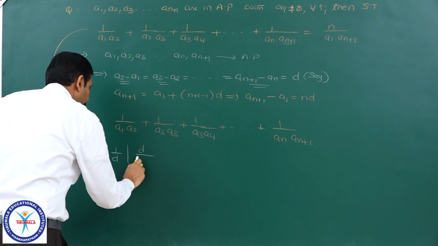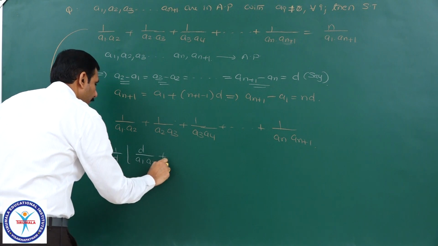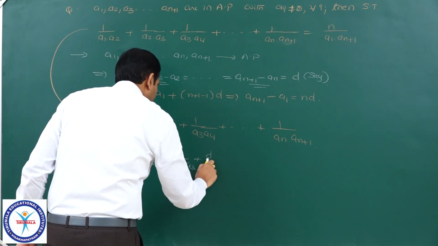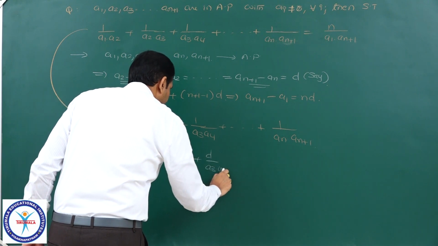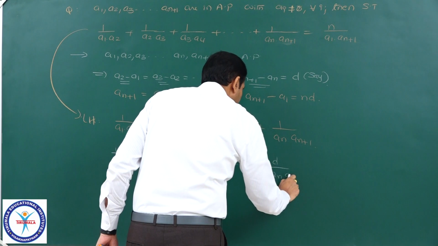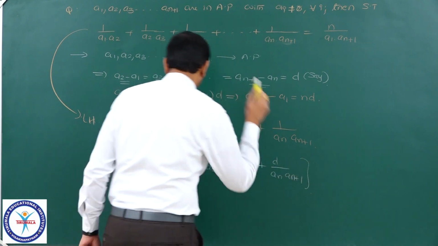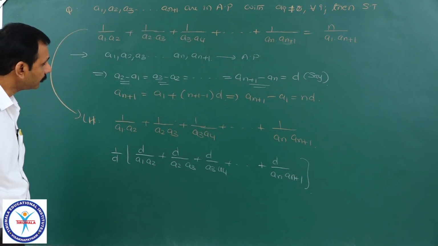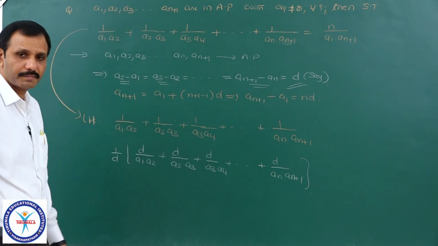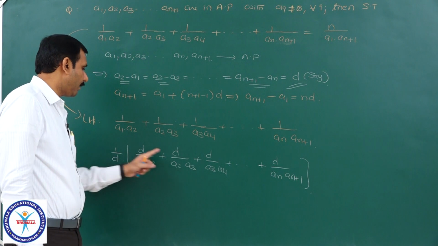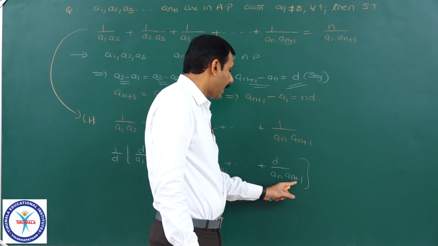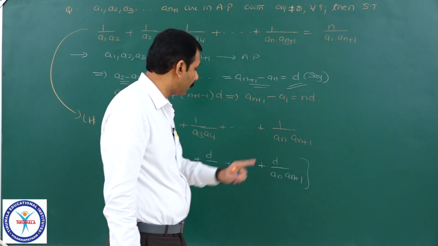1 by d into d by a1a2 plus d by a2a3 plus d by a3a4 plus and so on, plus d by an a(n plus 1). Now, this d is the common difference of this AP. a2 minus a1 is d only, a3 minus a2 is d only, a4 minus a3 is d only, even a(n plus 1) minus an equals d only.